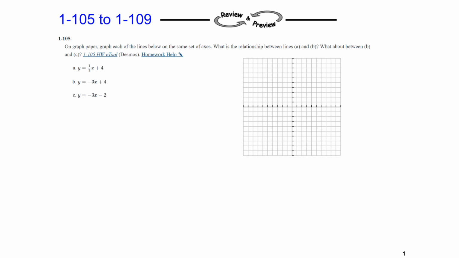Question 105. On graph paper, graph each of the lines below in the same set of axes. What is the relationship between lines A and B? And then what about B and C? So let's go ahead and graph the lines, and then we'll make our determination.